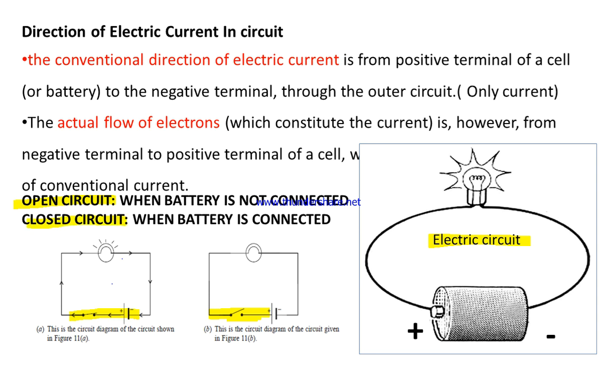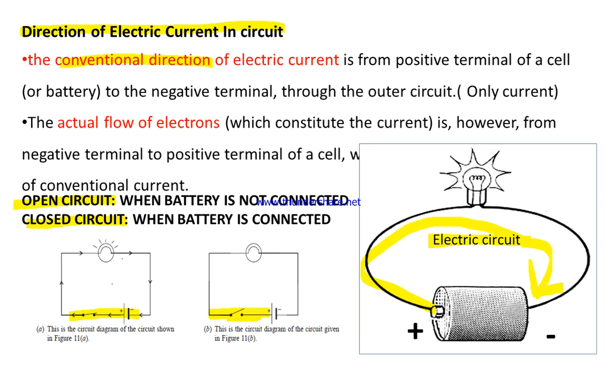Okay, now let's talk about the direction of electric current. So the conventional direction of electric current is positive to negative. So what is the direction of current? Positive to negative. But here it is written conventional direction. What does it mean? Let's read out the second point.